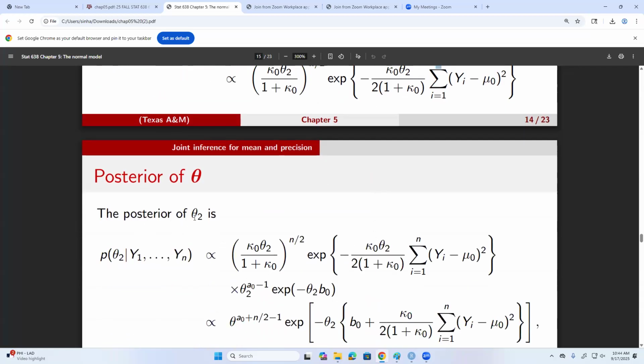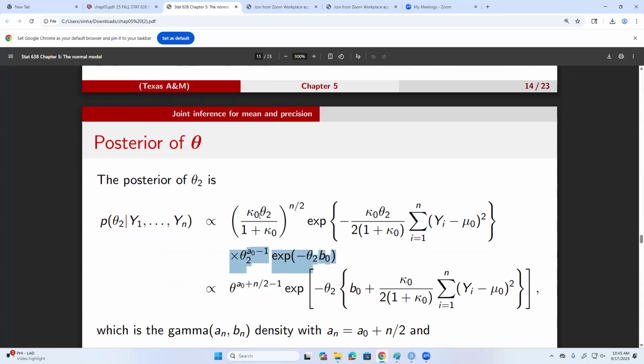So the posterior distribution of theta 2 is this likelihood times the gamma prior distribution for theta 2. You clearly see that you can write theta 2 to the power a0 plus n over 2 minus 1, and over here it is e to the power minus theta 2 times this entire expression.